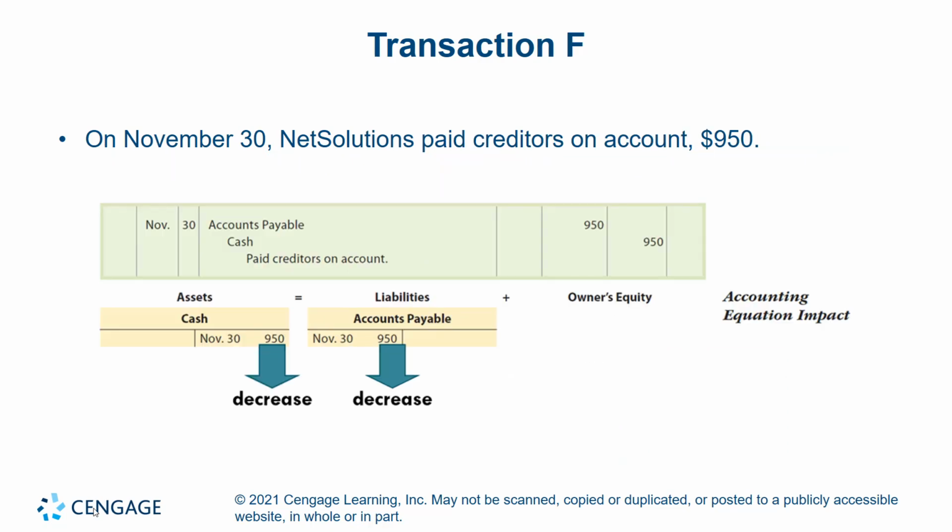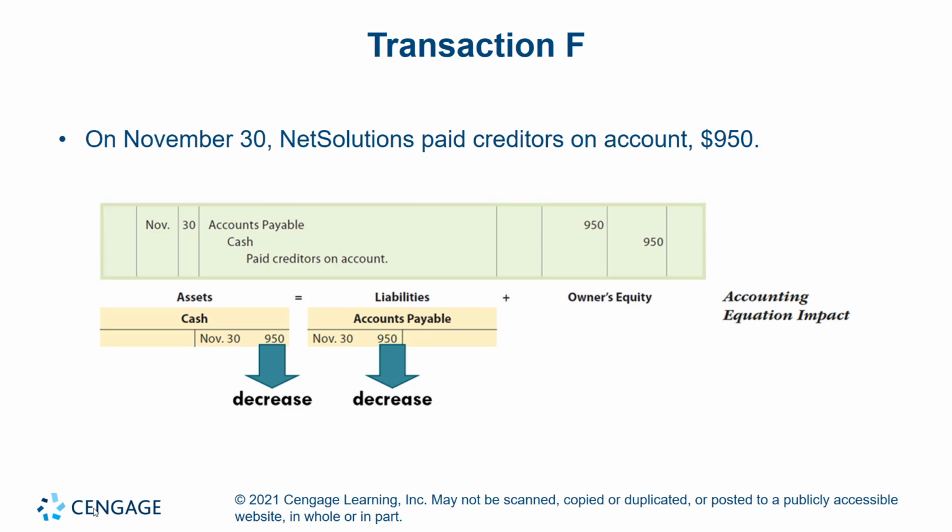Transaction F. On November 30th, Net Solutions paid creditors on account $950. Right away, cash is the account to use. $950, a decrease of the cash asset account. So we record cash as a credit for the decrease of the cash asset account.